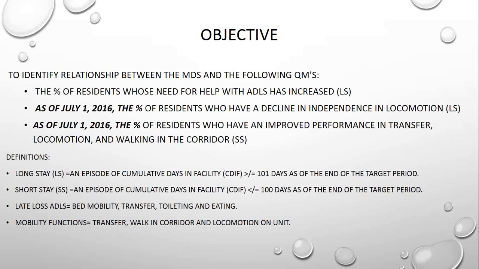So some of the definitions would be for a long stay, abbreviated LS, representing an episode of cumulative days in the facility, CDIF, greater than or equal to 101 days as of the end of the target period they're using. Short stay is SS, also an episode of cumulative days in the facility under or equal to 100 days as of the end of the target period. Late loss ADLs are defined as bed mobility, transfer, toileting, and eating, and mobility functions are transfers, walking in the corridor, and locomotion on the unit.